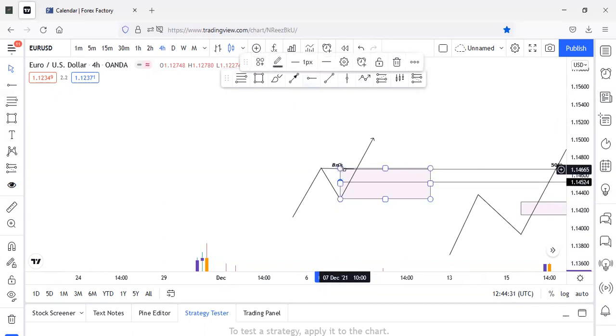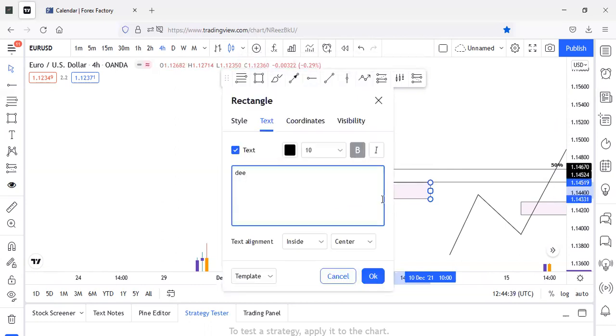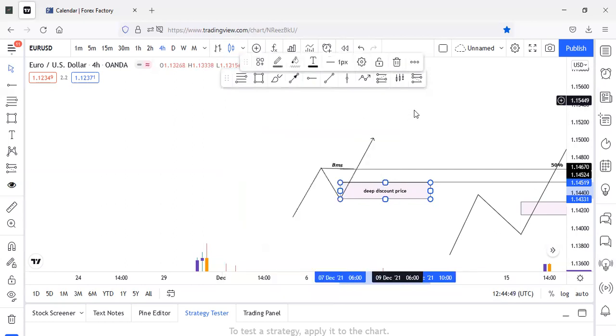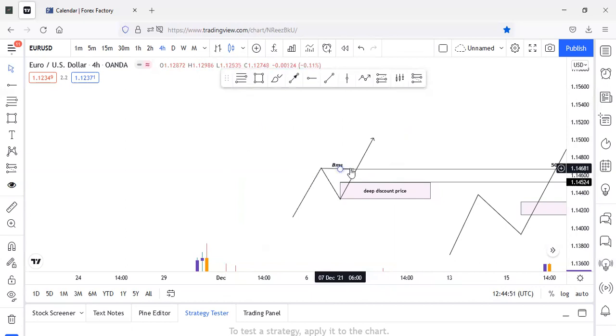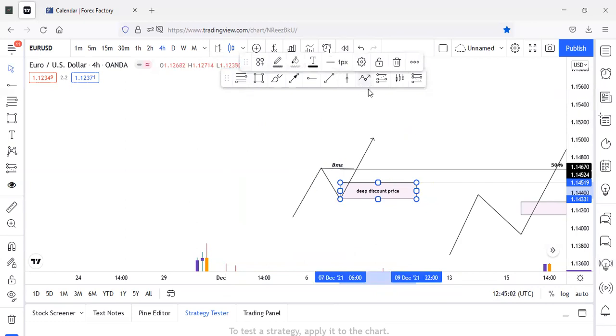So the downside will be what I call deep discount price. What is deep discount price? The upside here, from this 50% level to this edge here, I'll call normal discount price. Market can get there, but most times the institutions, the big banks, like pushing the market to the downside before they actually go to the upside.